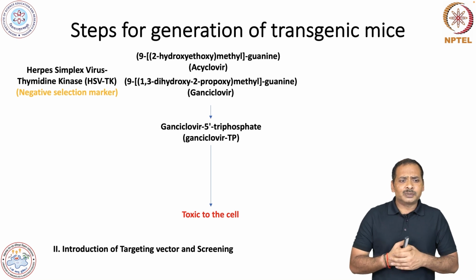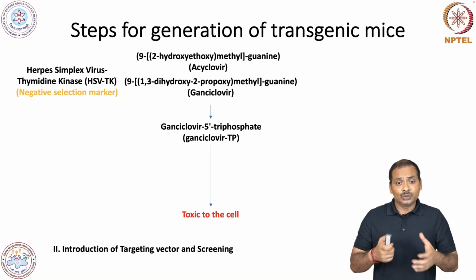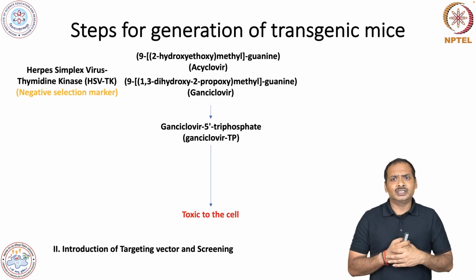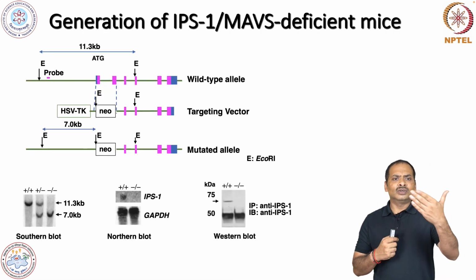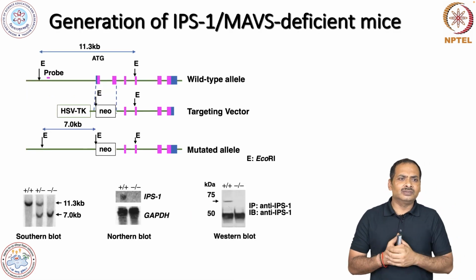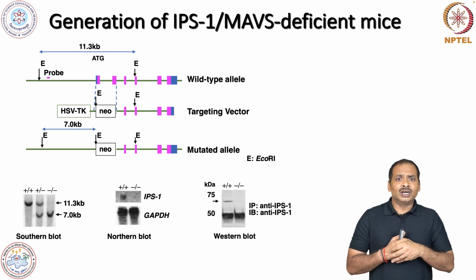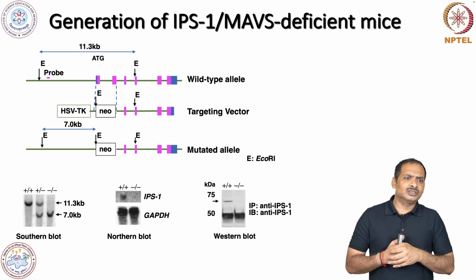So, I have already explained how you will introduce the targeting vector and you will screen. I gave the concept of screening, and now we will move that as one example. This is one gene which we call IPS1, or also known as mouse. This mouse I have created.